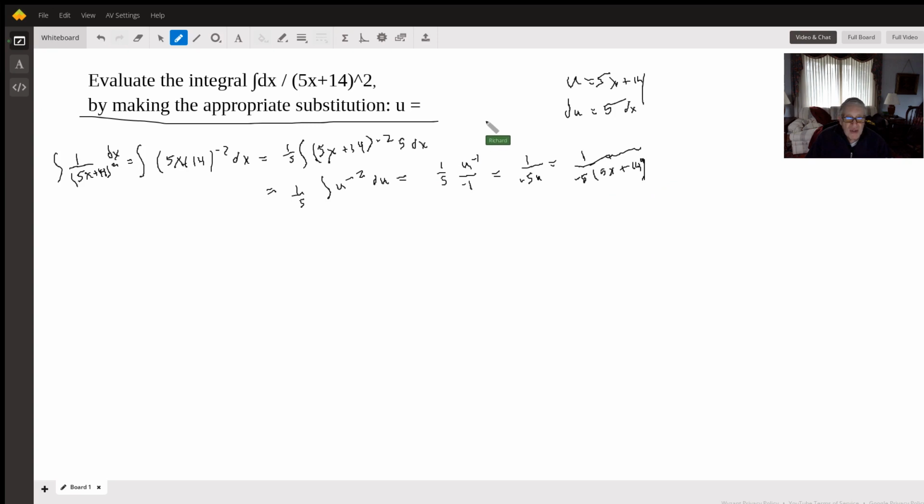You could have done this without u-substitution, but it would be kind of a pain in the neck. It's easier to follow it, I think, when you do it this way. You would end up doing u-substitution anyway, just in your head, using the chain rule. But I think u-substitution is a lot easier when you're dealing with an integral. Okay, so that's all there is to it.